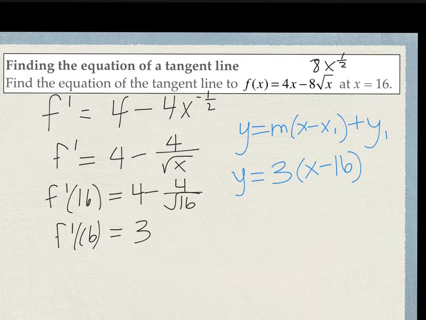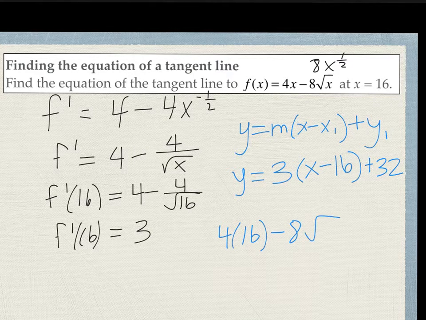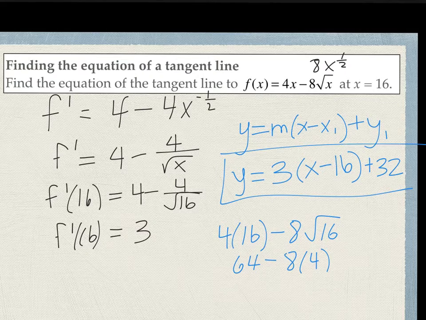What's y1? Put it in the original. So f of 16, so it'd be 4 times 16, which is 64, minus 32, so it's 32. Okay, and that's the kind of thing that people would be like, I have to be able to do that by hand? And it's like, yes, it's not that hard. Takes like half a second. Okay, so you do it that way. This is the answer.